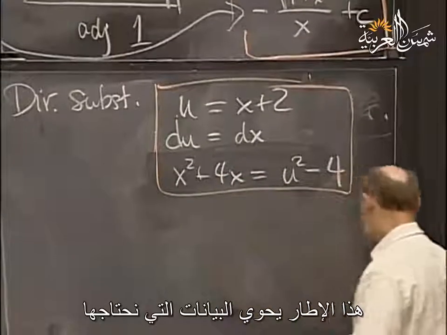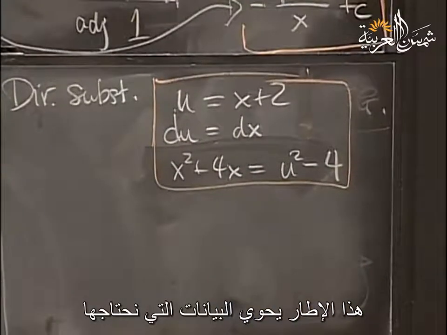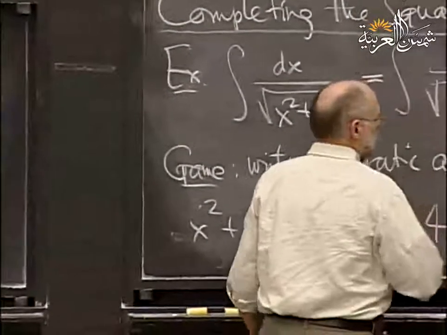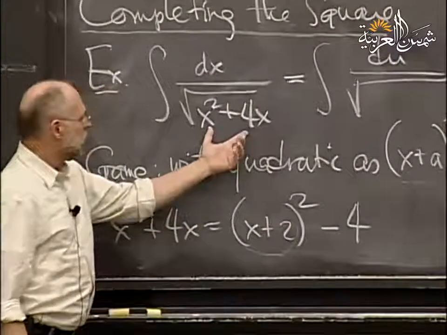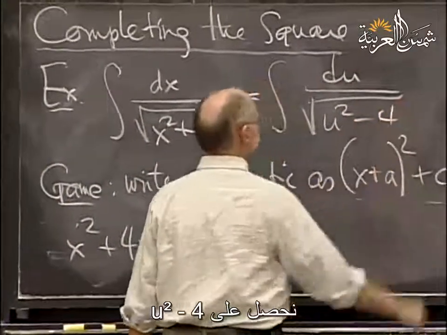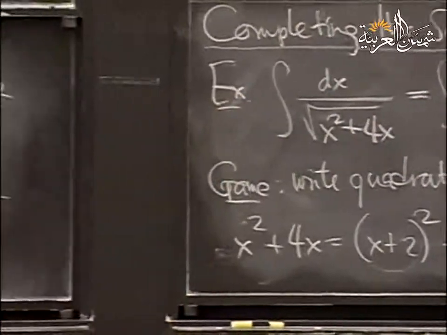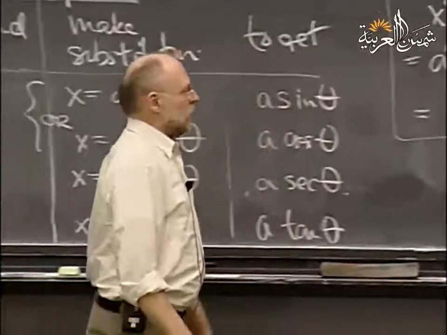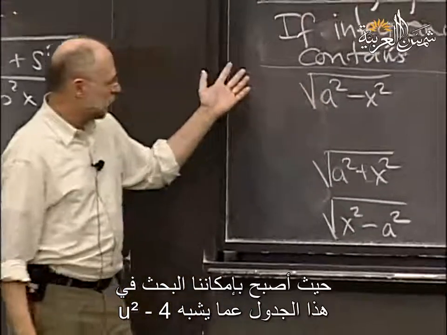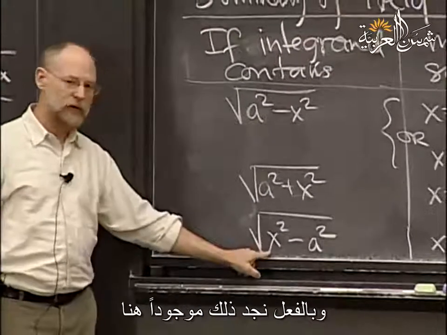There's the data box containing the substitution data. And so now I can put that in. I have x squared plus 4x there. In terms of u, that's u squared minus 4. Well, now I'm in a happier position because I can look for u squared minus 4 in my table here, and it actually sits down here.